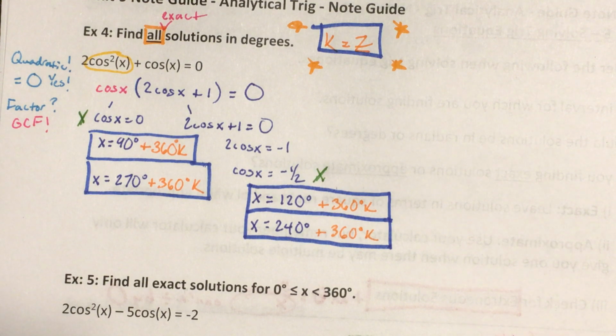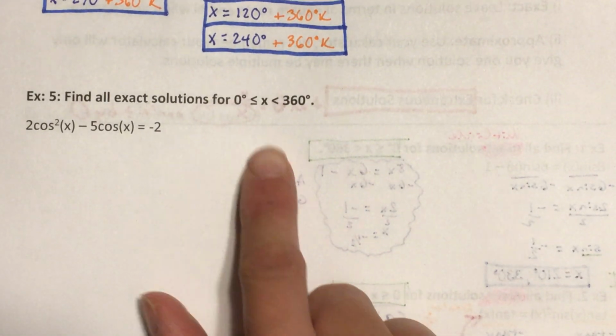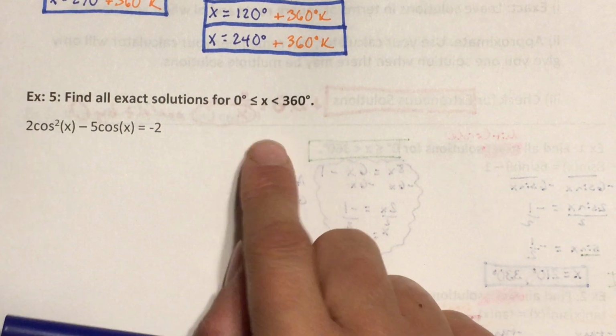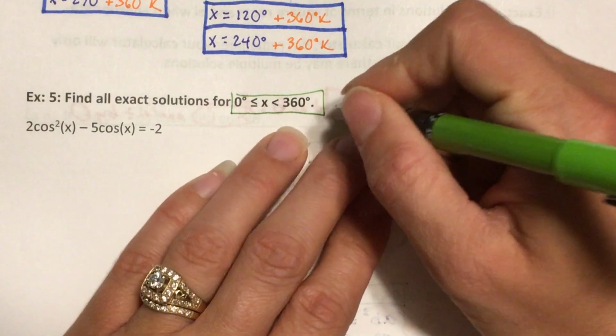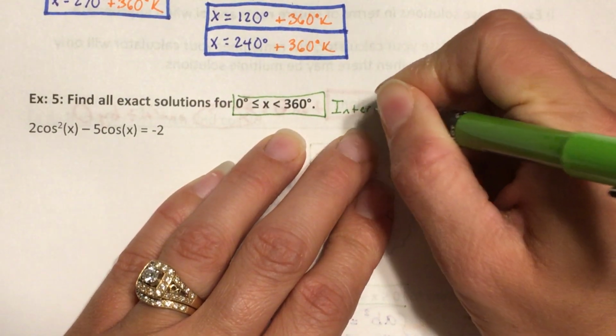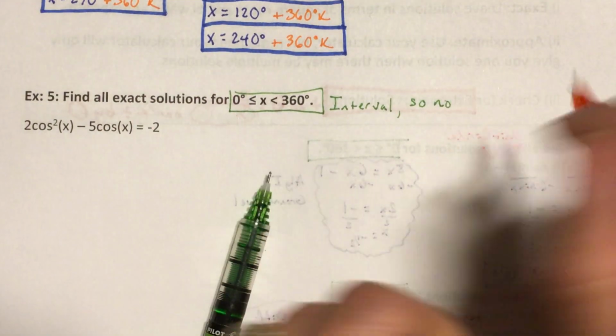All right, so moving on to the next problem, and again, we're doing a lot of these and you're going to have quite a bit of homework over these just because I really feel like you need to practice with a bunch of different scenarios because every problem is a little bit different. So moving on to example 5, it says find all exact solutions for this interval. So because we are given an interval, there will be no plus 360k with this.